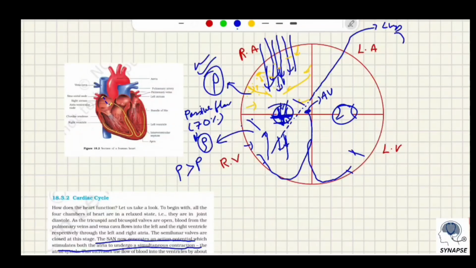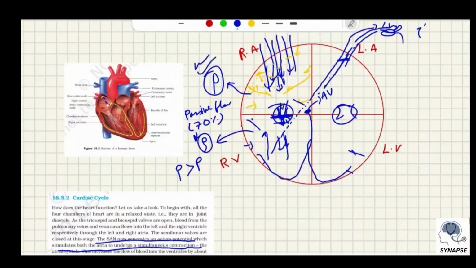And throughout the lungs, through the pulmonary artery, this pulmonary artery has a valve called a semilunar valve. This blood flow opens it and it goes to the lungs, and oxygenation occurs by diffusion.